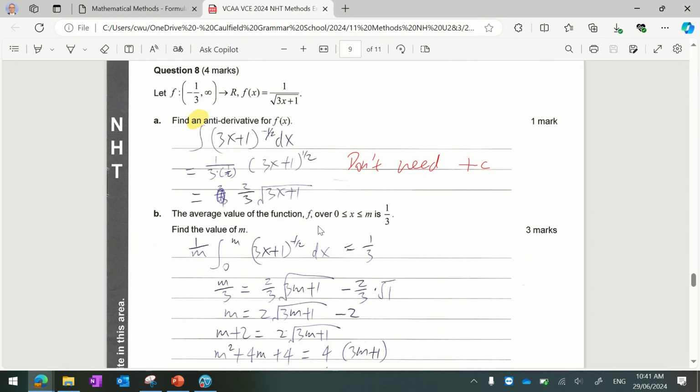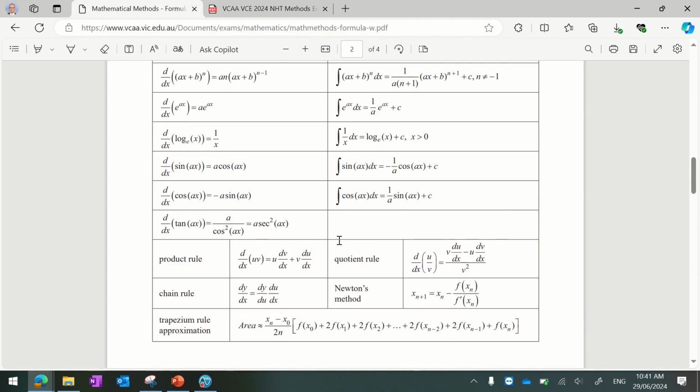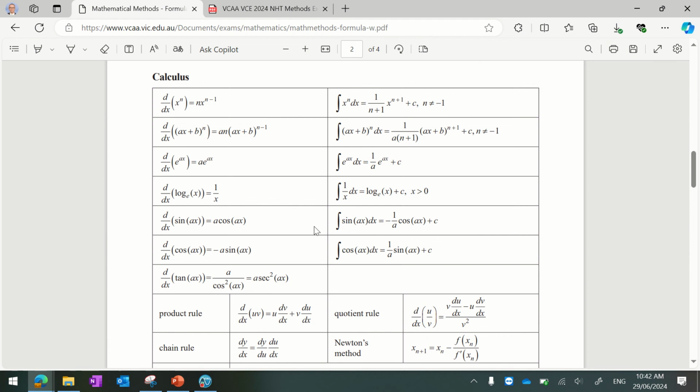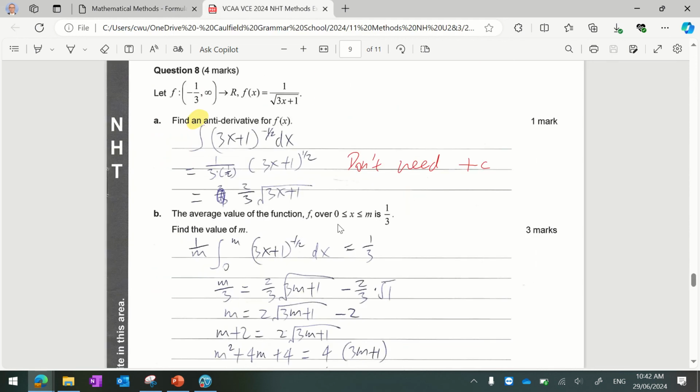And then it says the average value of the function over some domain is 1/3. Find the value of m, where m is one end of the domain. And you are supposed to know the formula for average value. Is that on the formula sheet? I don't think so. Yeah, you're supposed to know the formula for average value, which is not a memorization. You basically imagine the area is a rectangle, and you divide by the horizontal width of the rectangle, and then the height of the rectangle is the average value.